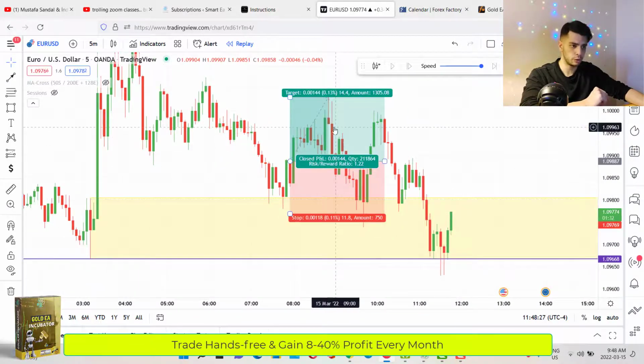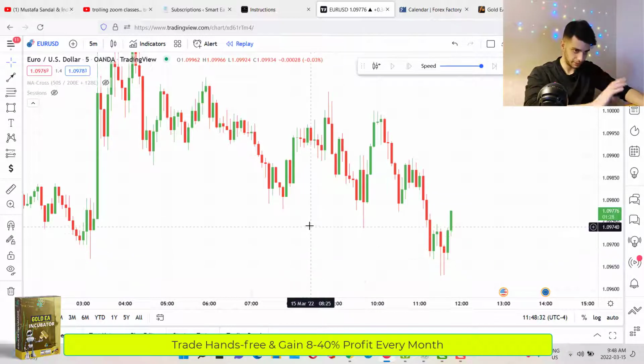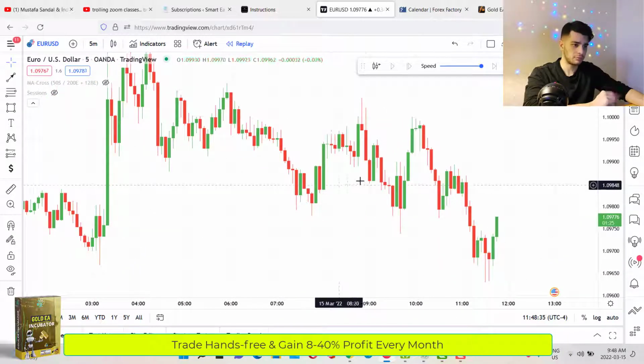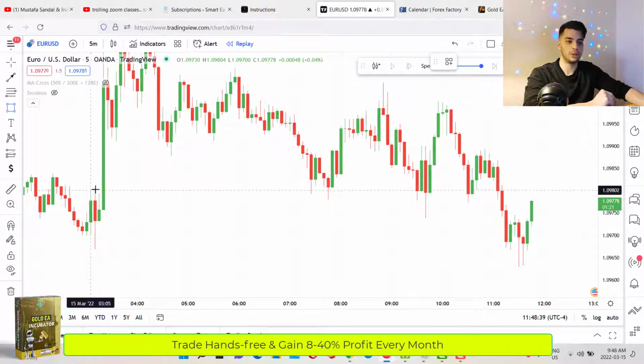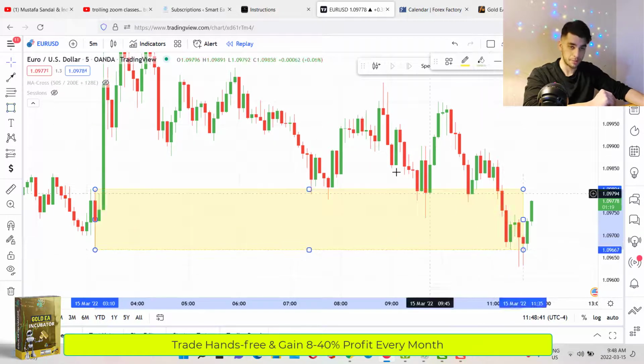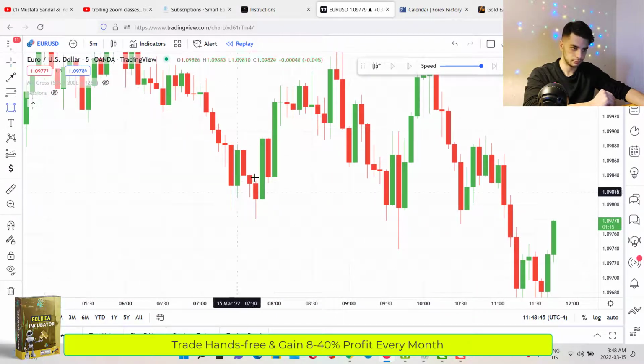And it was a beautiful 1-to-1 trade, and after that this one is not valid anymore, and as you can see, the price kind of came down. But this is the first order block that you could take your trade based on, and this is the second one.